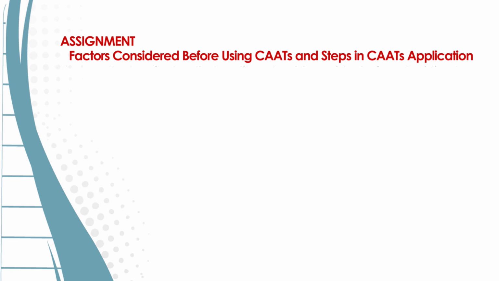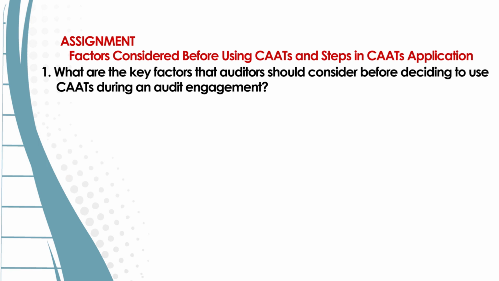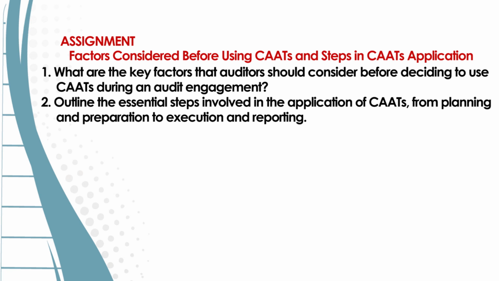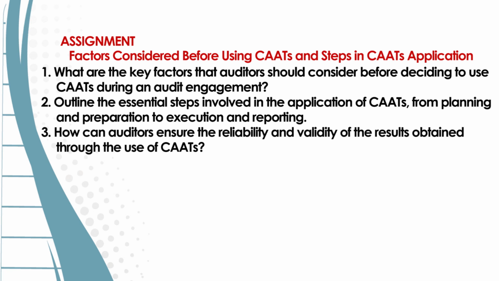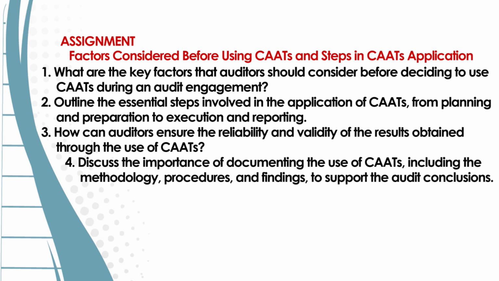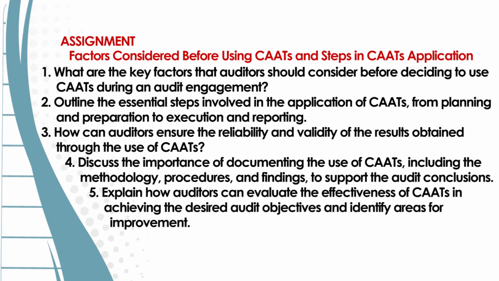Assignment 1. What are the key factors that auditors should consider before deciding to use CAATS during an audit engagement? Number 2. Outline the essential steps involved in the application of CAATS, from planning, preparation to execution and reporting. 3. How can auditors ensure the reliability and validity of the results obtained through the use of CAATS? 4. Discuss the importance of documenting the use of CAATS, including the methodology, procedures, and findings to support the audit conclusions. 5. Explain how auditors can evaluate the effectiveness of CAATS in achieving the desired audit objectives and identify areas for improvement.